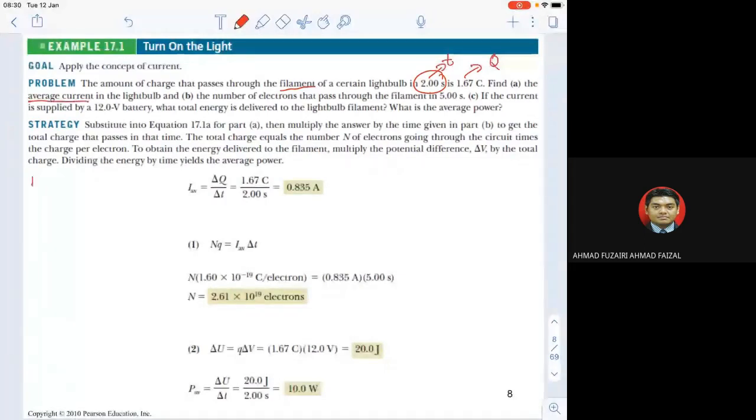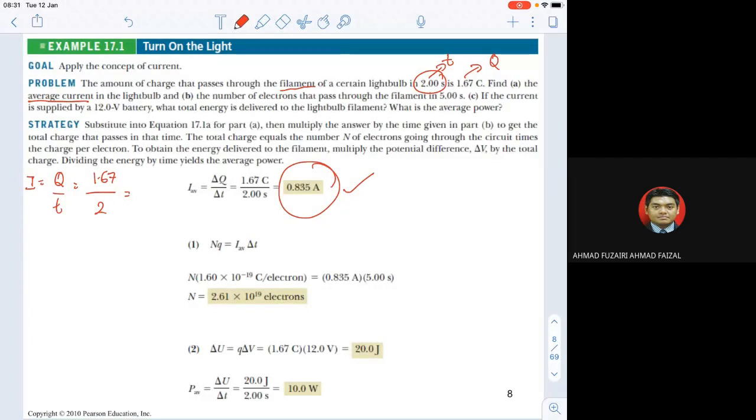So we have Q, we have t, so we can define I equals Q over t. 1.67 divided by 2 seconds. Remember, time is in seconds. Then we can have 0.835 ampere. So that is number one. All right, so look at this question B.